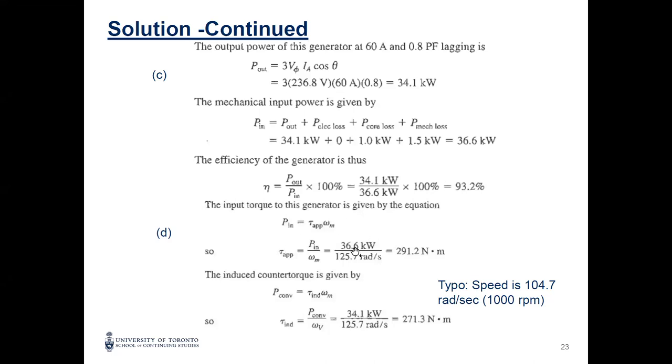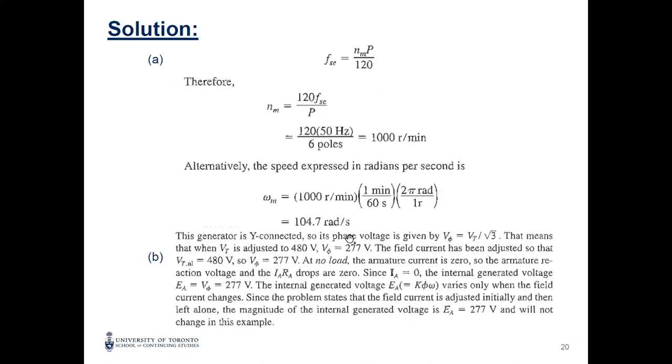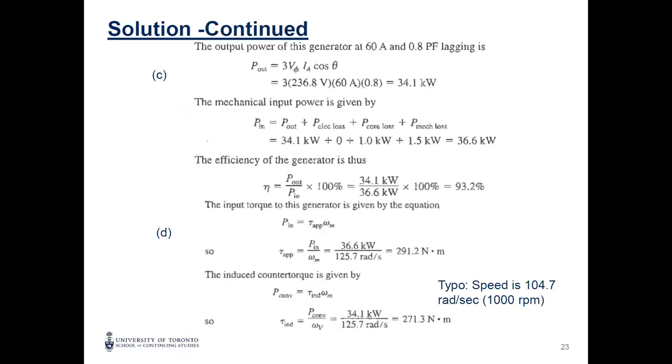Torque is the input, because this is the torque in the shaft, the input power over the omega in radian per second. Induced is the same omega, but the power converted, which is exactly equal to the output because we don't have any armature losses. There was a typo in here because they used a different omega than what we calculated here, but it doesn't matter. It's not a big deal. It's just a typo, not something in the concept.